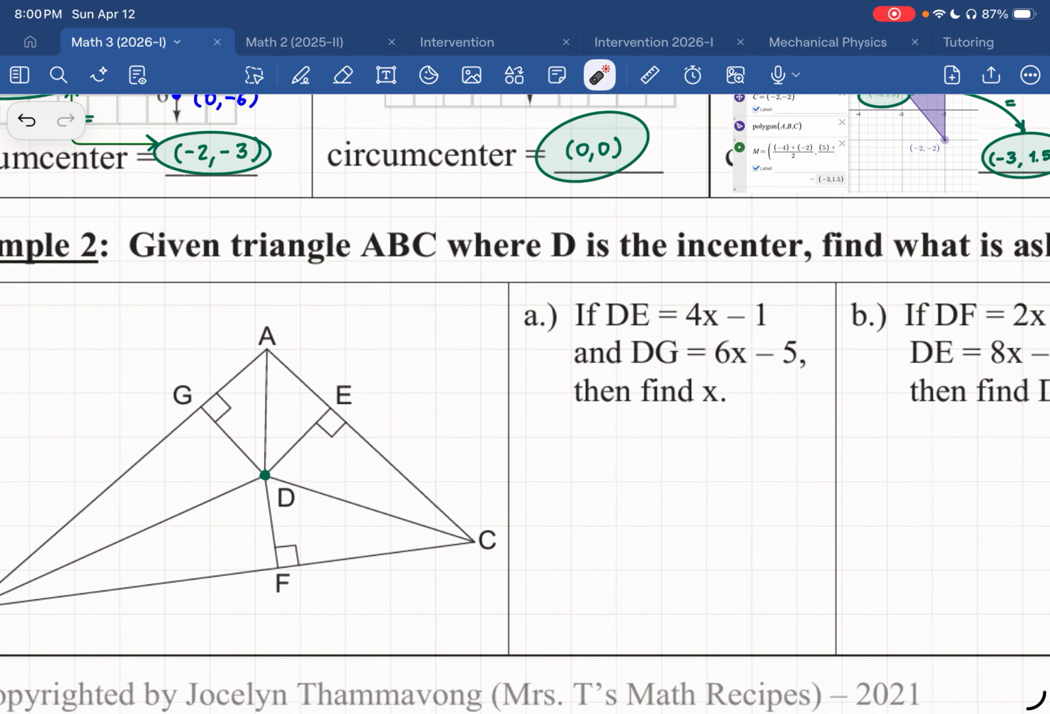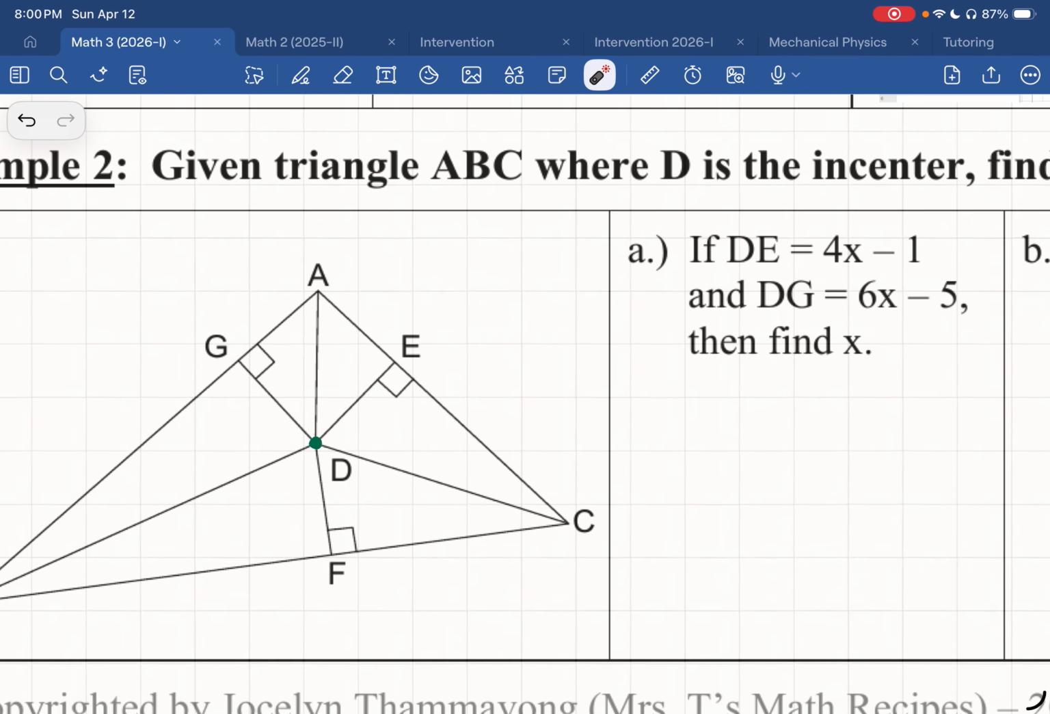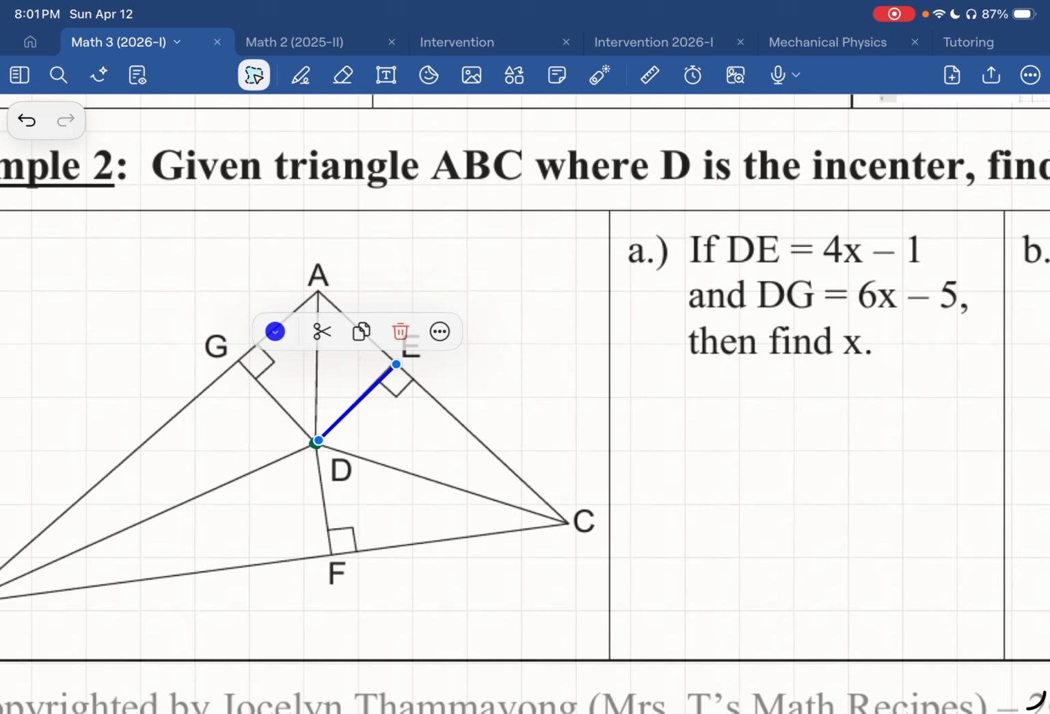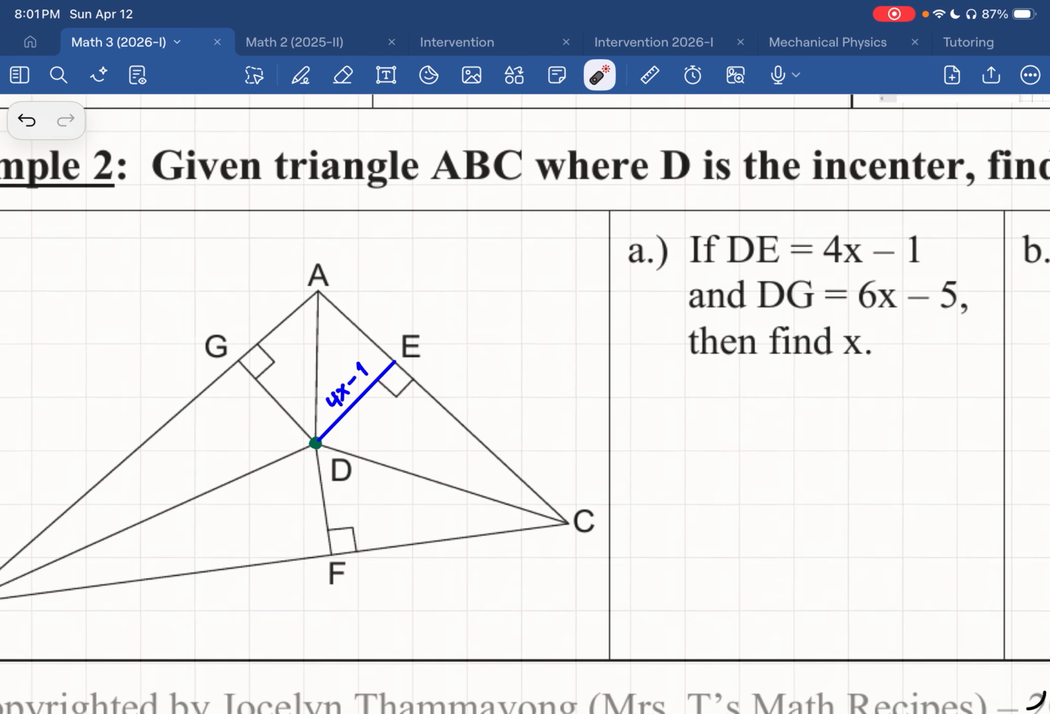So I'm going to solve the first one to show you what you have to do, okay? For example, it says DE, right? DE, what is it? This one to this one. DE is this distance. So this distance over here, which is DE, is 4x minus 1. Let me write it here: 4x minus 1.